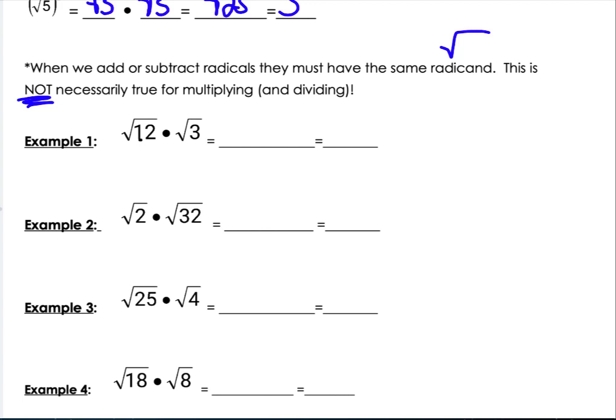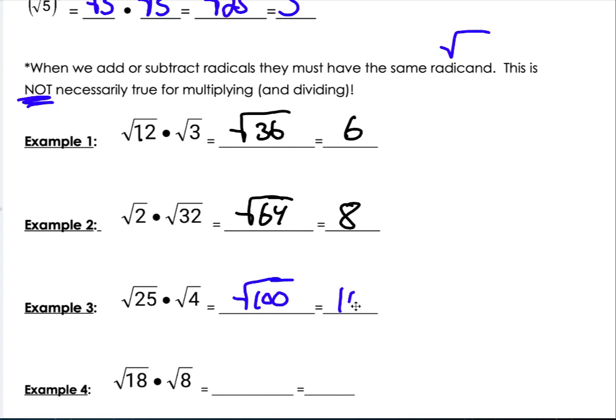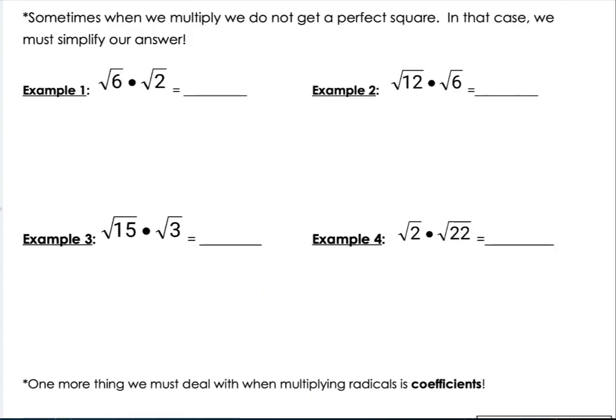So square root of 12 times square root of 3 is the square root of 36, which simplifies to be 6. Or square root of 2 times square root of 32 is square root of 64, which simplifies to be 8. Square root of 25 times square root of 4 is square root of 100, which simplifies to be 10. Or square root of 18 times the square root of 8 is the square root of 144, which simplifies to be 12. So we're just multiplying them together under the radical and then simplifying it as we can.